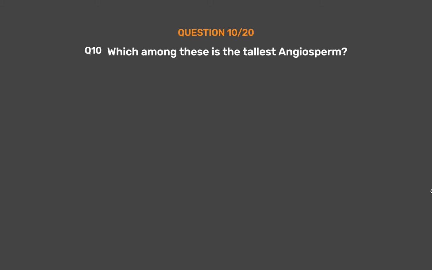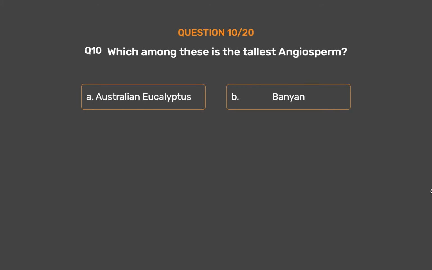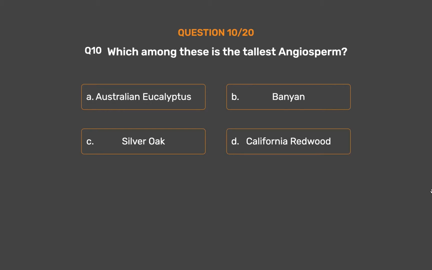Question number 10. Which among these is the tallest angiosperm? Option A. Australian eucalyptus. Option B. Banyan. Option C. Silver oak. Option D. California redwood.